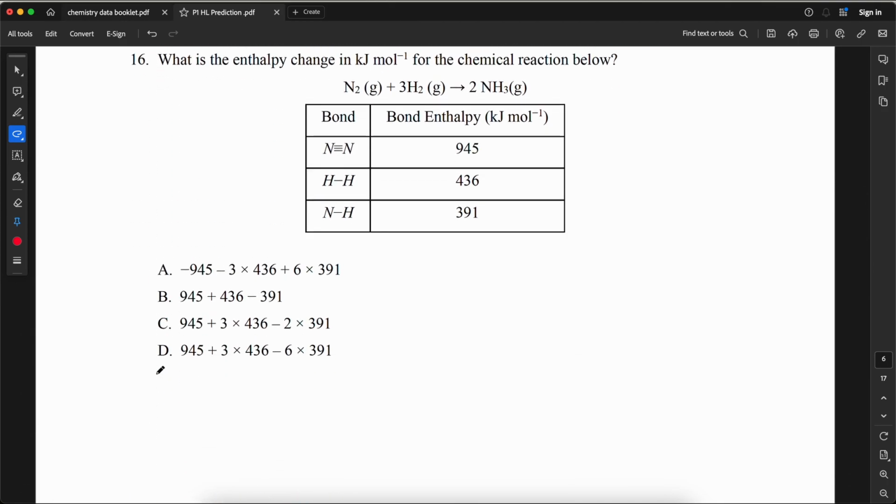What is the enthalpy change in kilojoule per mole for the chemical reaction below? So delta H will be N triple bond N plus 3H2 minus NH3. It would be 2, so that would be 6 N-H. So that would be 945 plus 3 times 436 minus 6 times 391. The answer would be D.